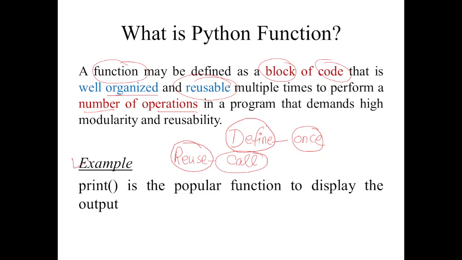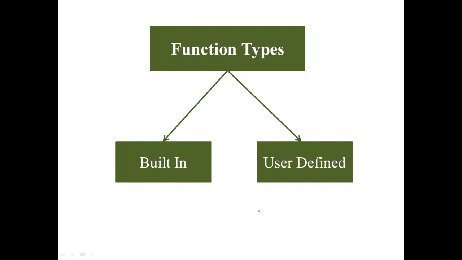For example, in Python, print is a function that is used to display output. Print is an already stored keyword in the module of Python, which is a function, and whatever we write within the small brackets is displayed as the output of the function. So this is how a function works.